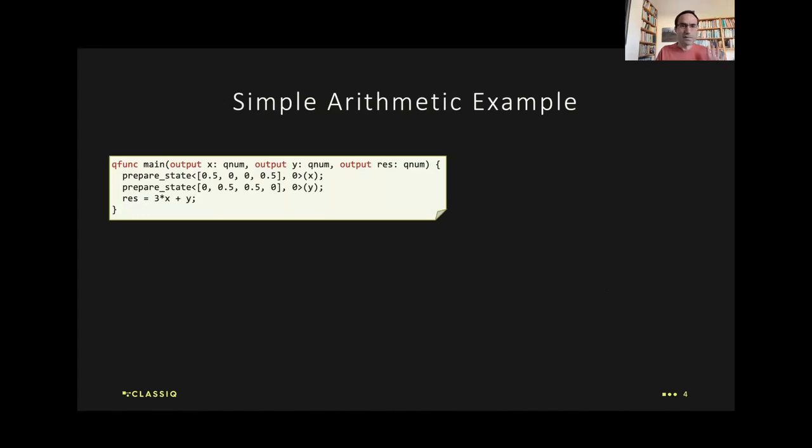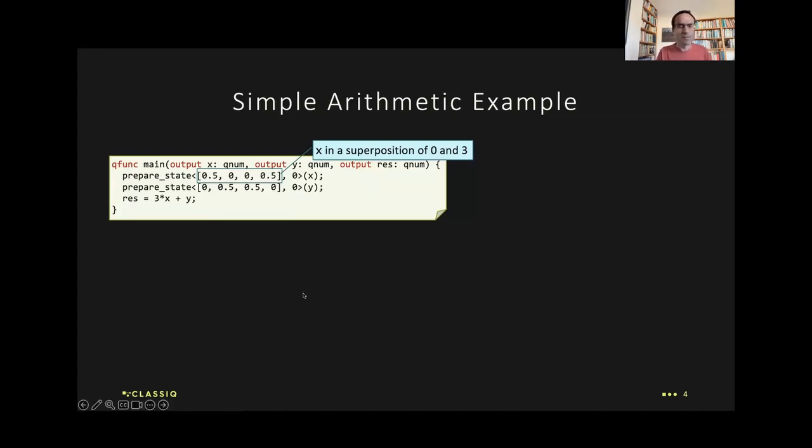Let's look at a little example. I'm pretty sure that you've seen such examples from Eden or in other contexts, but let's go quickly over it. We have three quantum numeric variables, x, y, and res here. We are putting variable x in a superposition of the values 0 and 3.